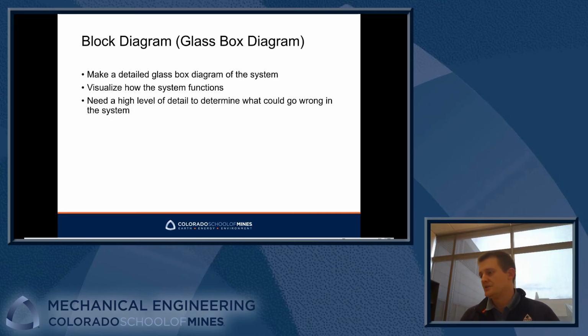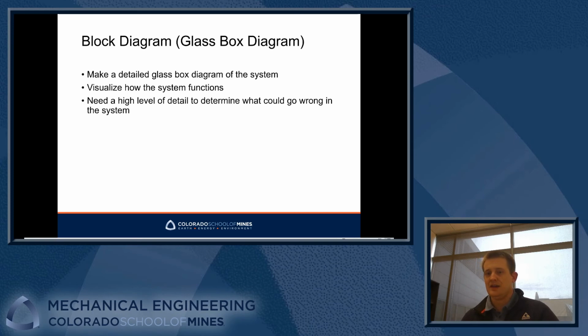All right. So once you've got your definition of what your system is, what the function of your system is, and what constitutes a failure of your system, then you can go ahead and start doing a block diagram or glass box diagram of your system. All right, so you want a detailed diagram that shows all the parts in your system, what the function of those parts are, and how they relate to one another.